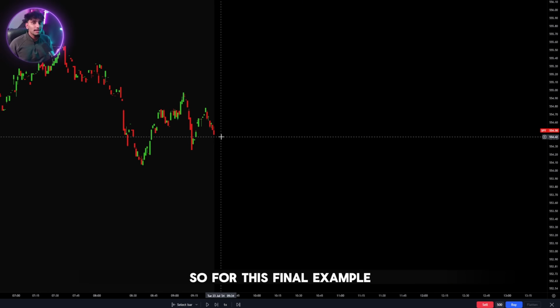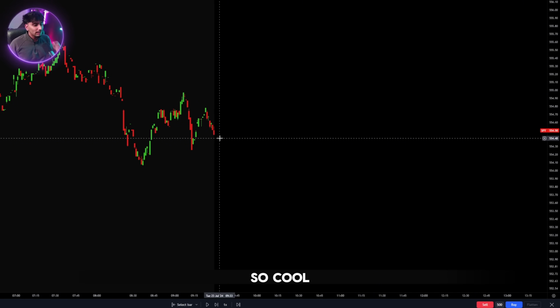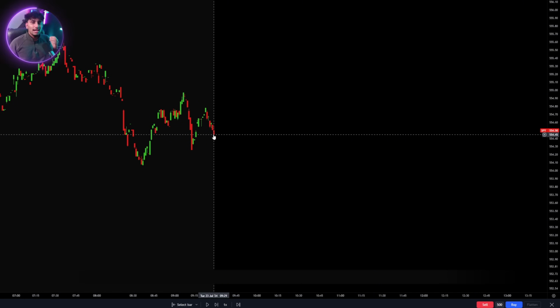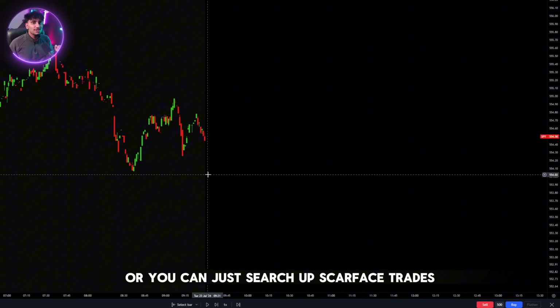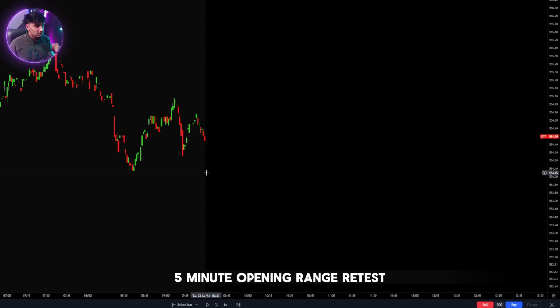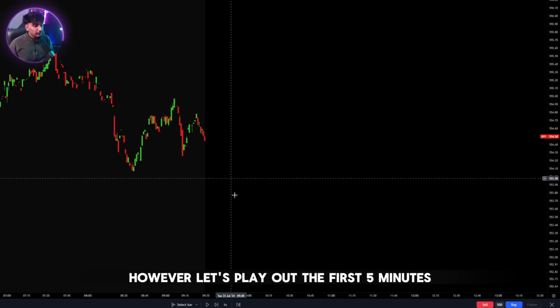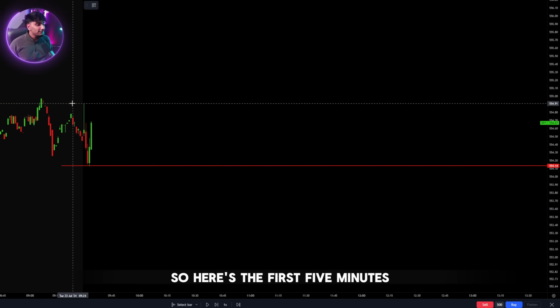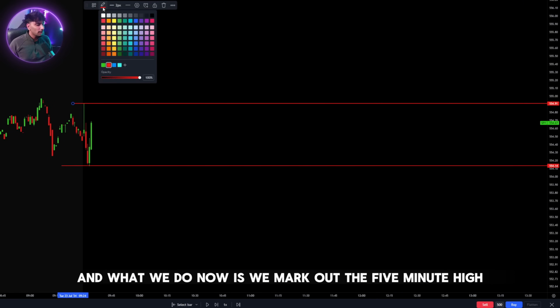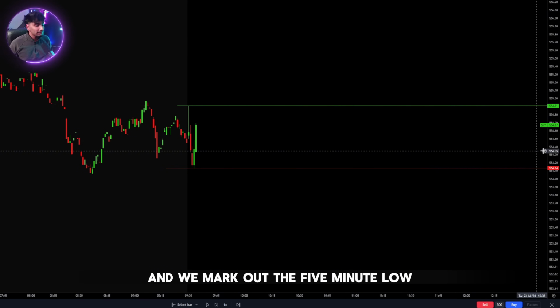So for this final example, we're going to be using the 5-minute opening range break and retest strategy. If you want the full in-depth guide to the strategy, the link is going to be in the description, or you can just search up Scarface Trade's 5-minute opening range retest. However, let's play out the first 5 minutes and see exactly what happens. So here's the first 5 minutes, and what we do now is we mark out the 5-minute high and we mark out the 5-minute low.